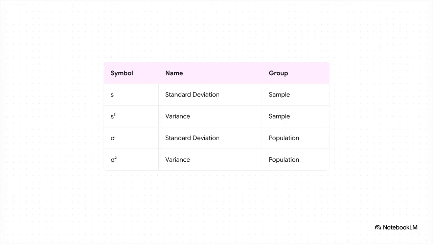And finally, here's a quick reference guide for the symbols we've been talking about. Basically, we use regular Roman letters like S for samples, which are just a piece of the data. And we use Greek letters like sigma when we're talking about the entire population.